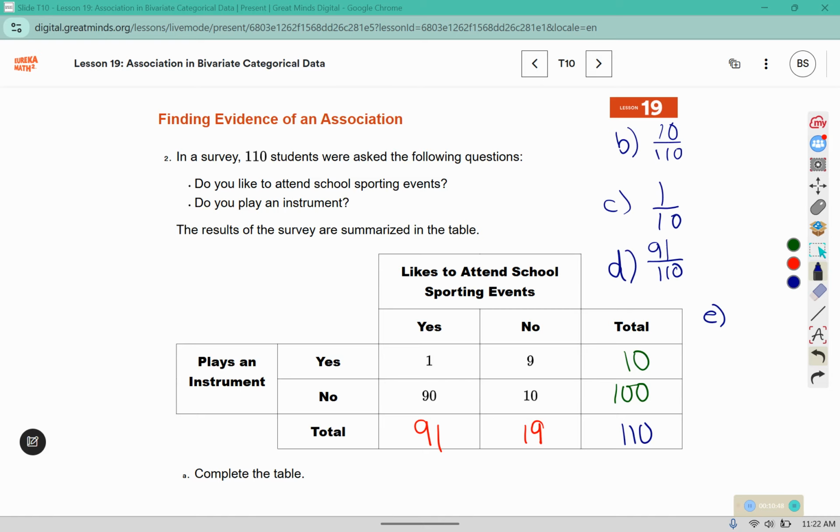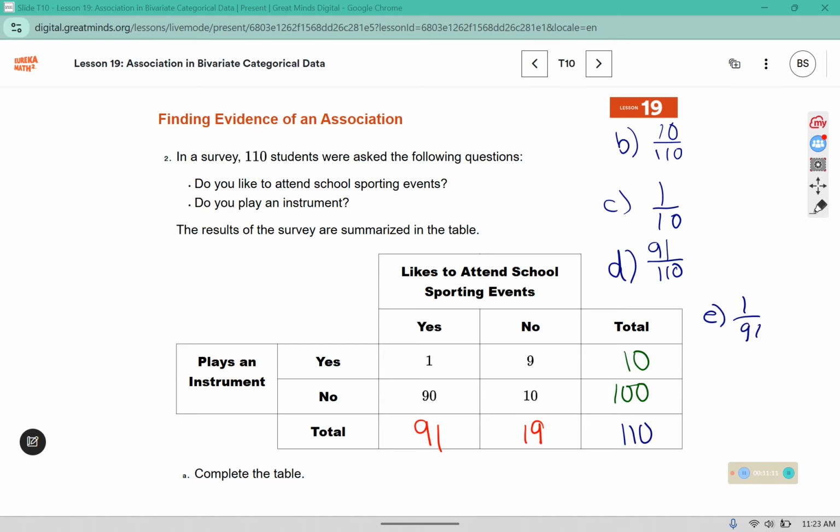E. In the survey, what fraction of students who like to attend school sporting events play an instrument? There were 91 who like to attend school sporting events. What fraction of those play an instrument? That is, one of those students plays an instrument.